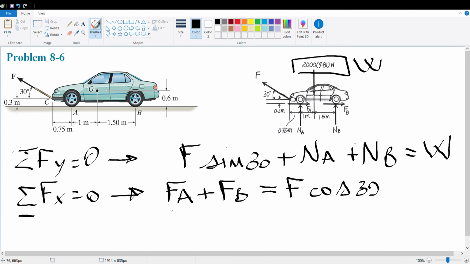And then I have the sum of the moments. For convenience, I find that taking A as the position from which to express the moment is the easiest way to eliminate more possible forces. Be careful that the forces are acting at the point of contact between the tire and the asphalt, not at the axle of the tire.